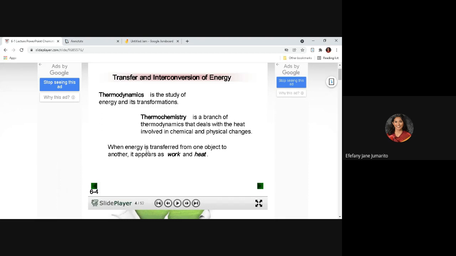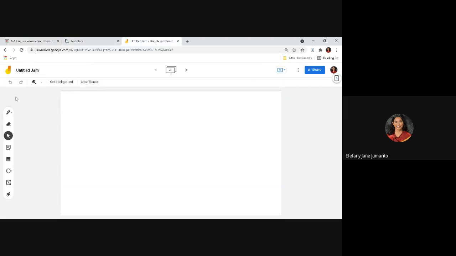So the first law of thermodynamics states that energy is neither created nor destroyed. We are very familiar with that. Unless you are God, you cannot create energy. The energy present in the universe is constant. It cannot be created nor destroyed.